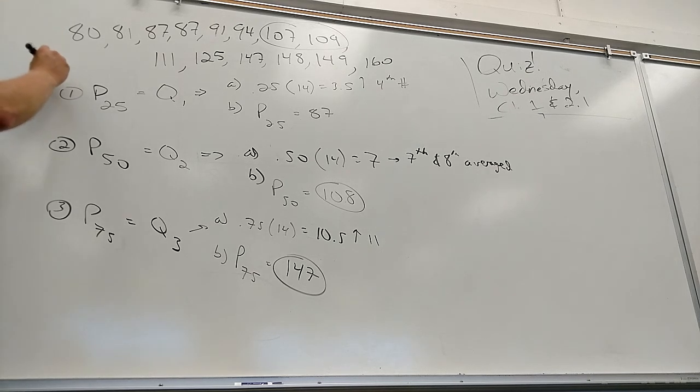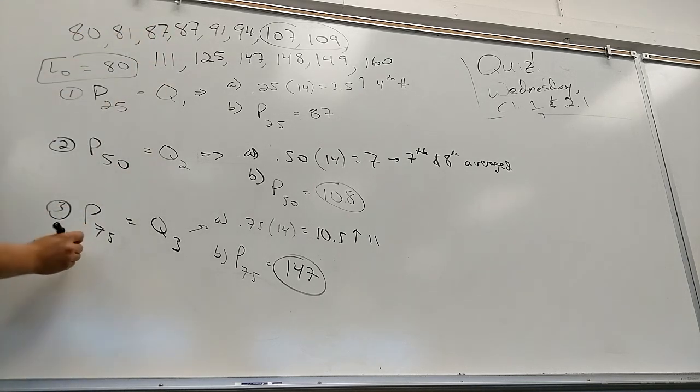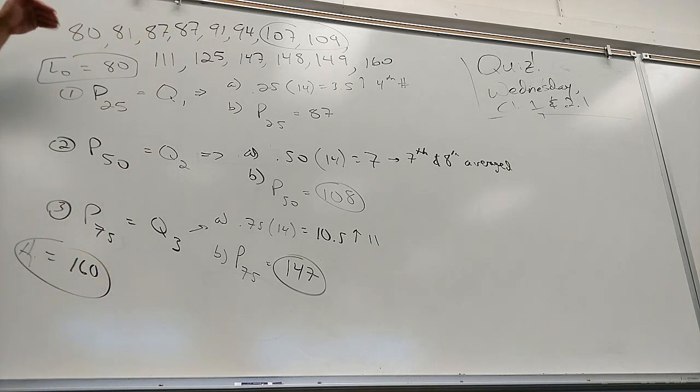What's the lowest number? 80. And what's the highest number? 160. So that would be like Q0 in a way. And that would be like Q4 in a way. You guys with me a little bit? So that's Q0, Q1, Q2, Q3, Q4. That's what we call the 5-number summary.